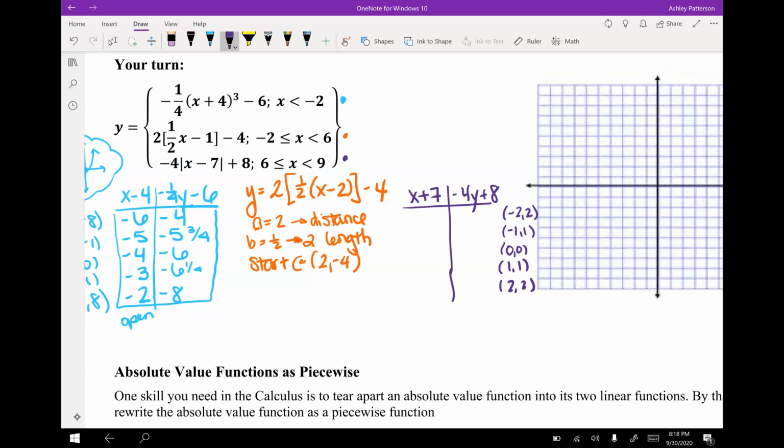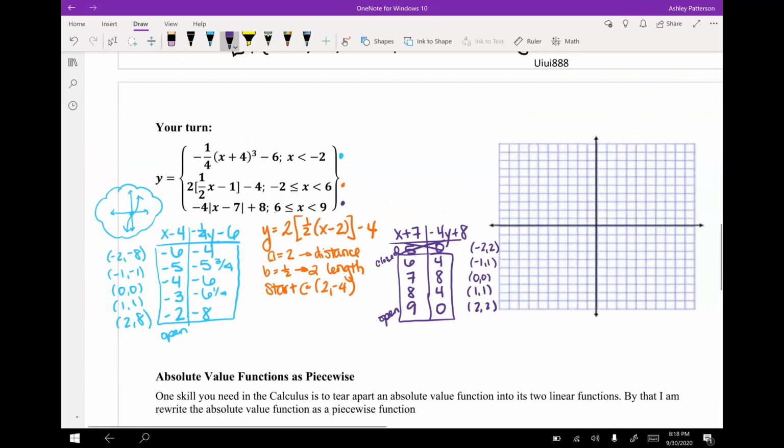So plugging in the x values, we would get negative 5, negative 6, negative 7, negative 8, and negative 9. For the y values, we would get 0, 4, 8, 4, and 0. Now, its restrictions go from negative 6 to 9, so negative 5, 0 is not included. We would include all of these values. At x being negative 6, it is a closed circle. At x being negative 9, it is an open circle.